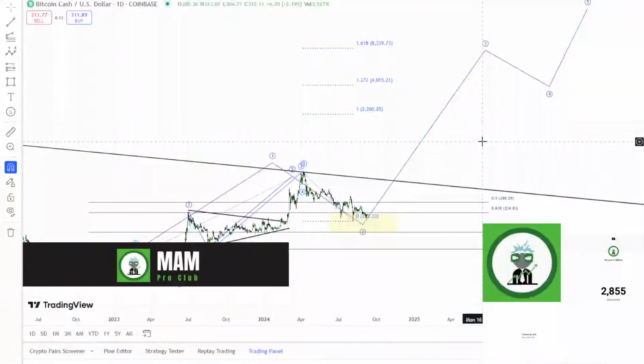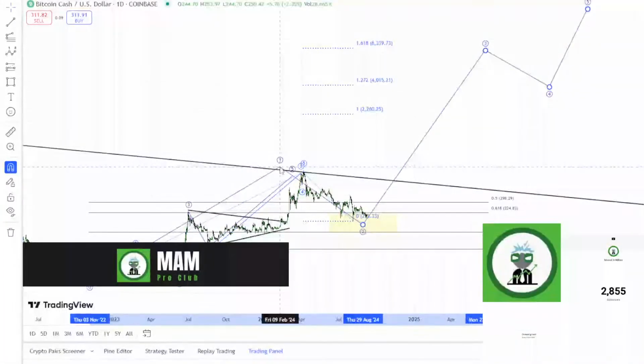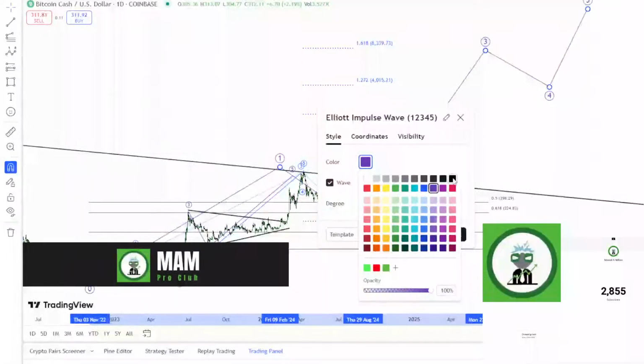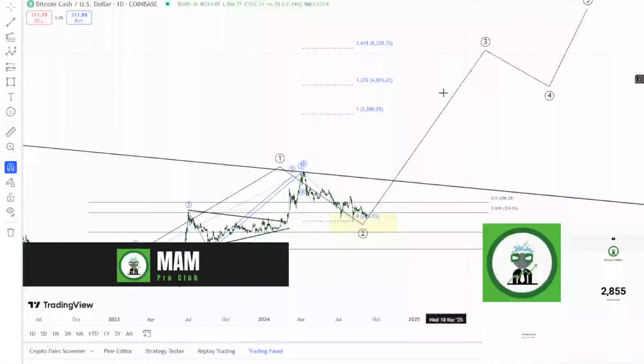So you don't have to be like a genius to do this kind of technical analysis. You don't have to be overcomplicating stuff. It doesn't matter what way you do it. It really doesn't. But that's your primary wave 3.